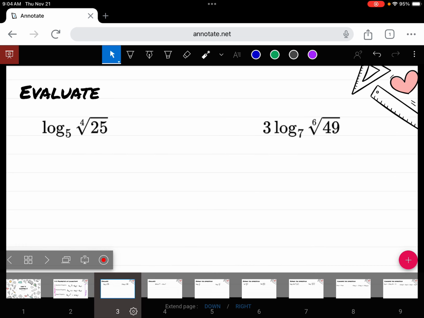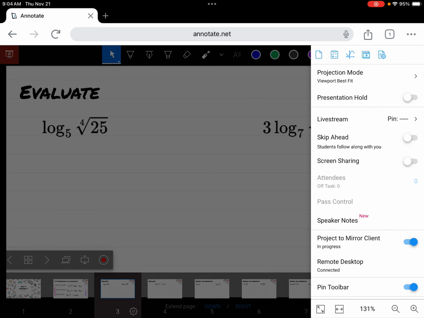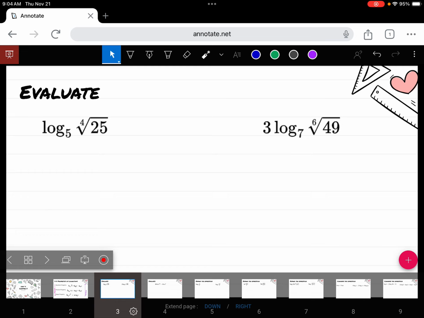So let's look at these ones. We're going to simplify a bit. We're going to use some of our properties, some of the things from last section. These combine a few pieces together just in little bitty bits.